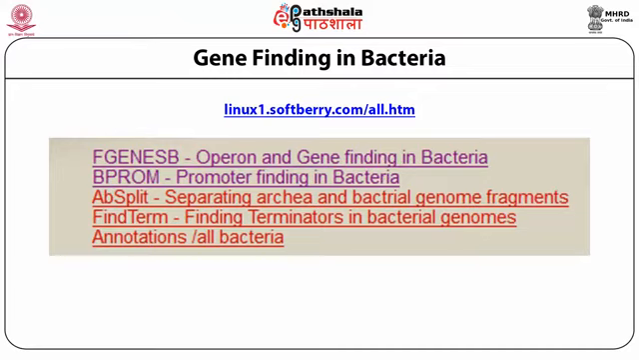BPROM is a bacterial sigma 70 promoter prediction program with about 80% accuracy and specificity. It is best used in regions immediately upstream from the open reading frames. Since we do not have information about the sigma factor for the expression of the genes in question, therefore click on FGENESB to find operons and genes in bacteria.